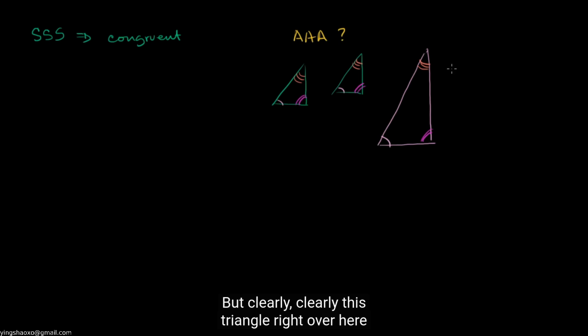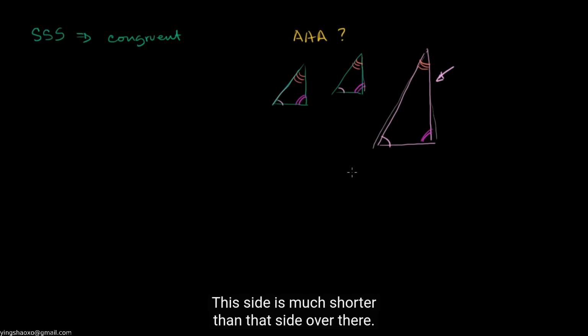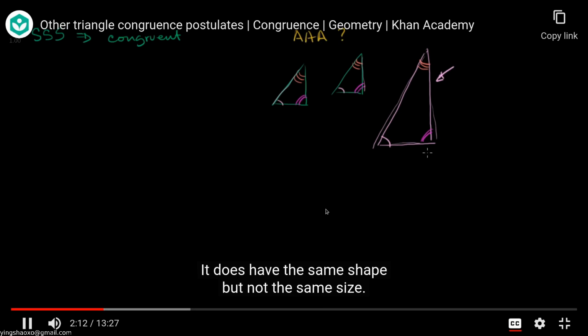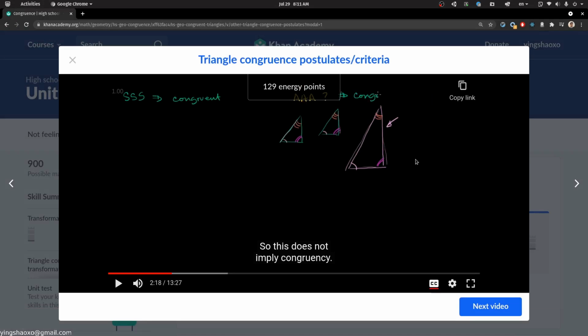But clearly this triangle right over here is not congruent to the other two. The sides have a very different length. This side is much shorter than this side right over here. This side is much shorter than that side over there. And this side is much shorter over here. So with just angle, angle, angle, you cannot say that a triangle has the same size and shape. It does have the same shape, but not the same size. So this does not imply congruency.